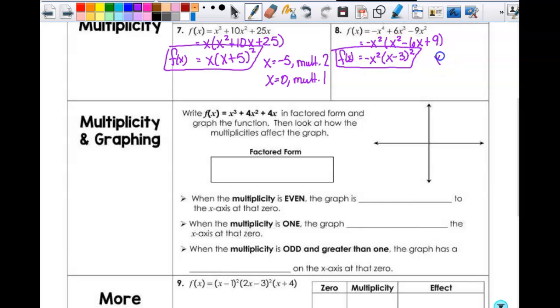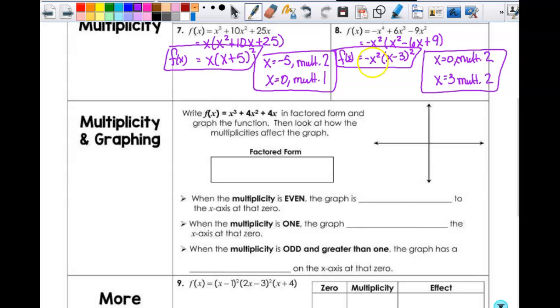So my zeros, I get x equals 0. What's the multiplicity? Oh, multiplicity is 2, and x equals 3, and the multiplicity is 2. Okay, so those are part of my answers. Okay, we good? What questions do you have? Because it's x squared. Okay.